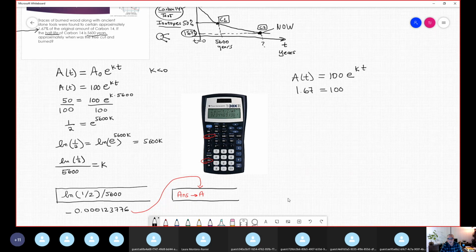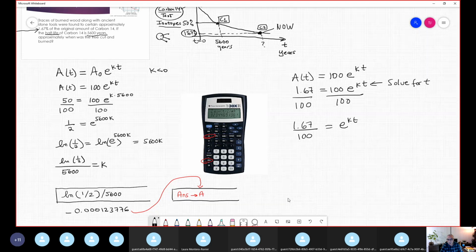1.67 equals 100 exponential kt. My goal is to solve for t because I want to determine the age of this event. Okay, solve for t. Now divide by 100 on both sides, same routine. Okay, we have 1.67 over 100. Don't touch this. Now the exponential kt. Now apply logarithm. What kind? Again, the natural logarithm. The natural logarithm of 1.67 divided by 100 is equal to kt.